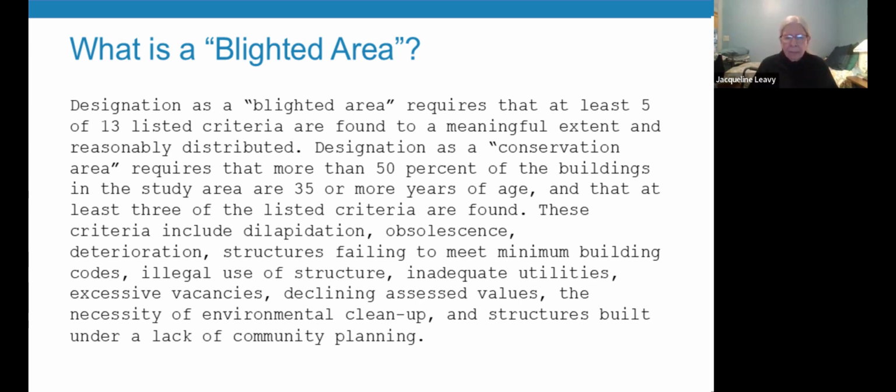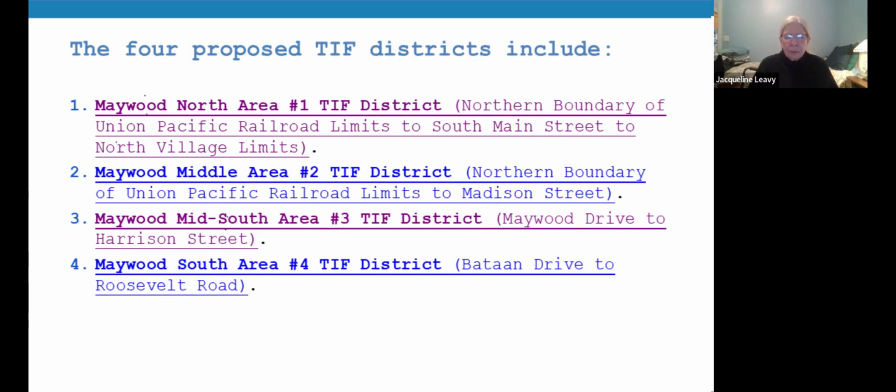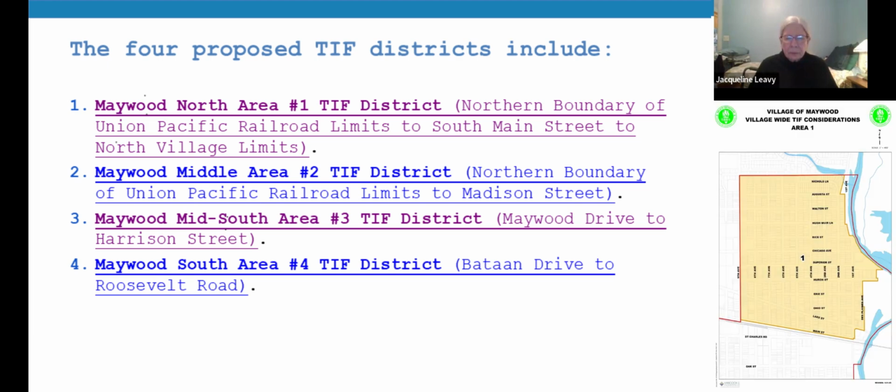Yeah. Okay. So now we move into an area where you can see for yourself the 4 proposed TIF districts, and these are the basic descriptions of them. The first newly proposed area is the northern boundary of Union Pacific Railroad, limits to the South Main Street to North Village limits. So Jeff, if you would, please share that link in the chat. And for all of our participants tonight, you will be able to highlight that link and it will actually bring up the actual map.